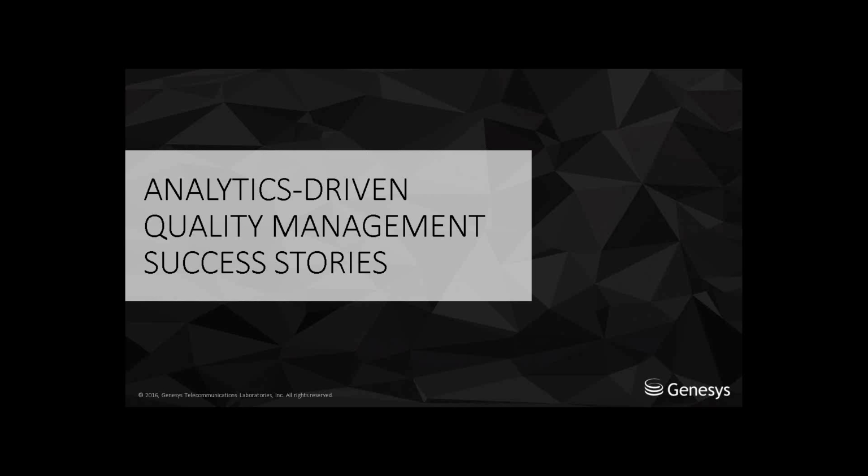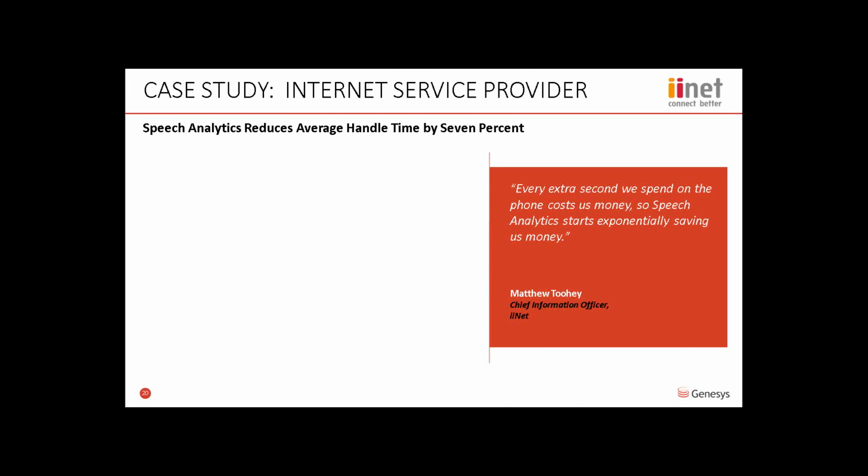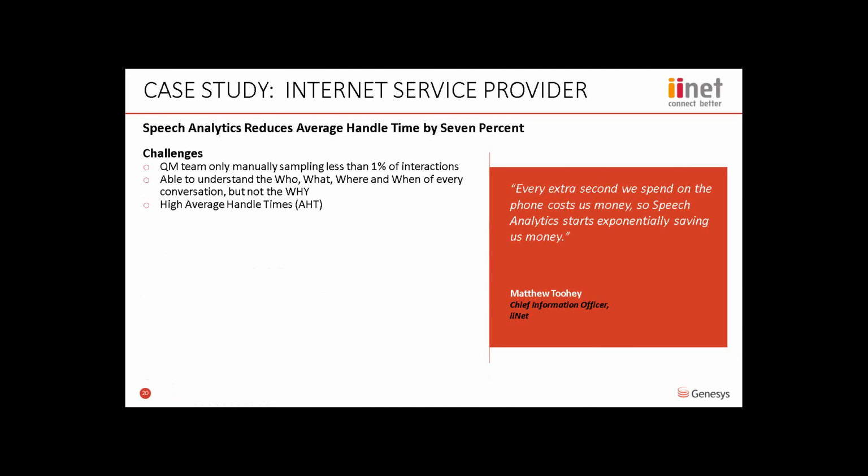Right. So now I do have a couple of case studies that we can discuss as well. The first is from iiNet, which is a customer of ours down in Australia. They're the second largest internet service provider in Australia. And they were having a challenge that's quite common, as we discussed in the beginning. Their quality management team was only manually sampling less than 1% of the interactions that they handled on a daily basis.